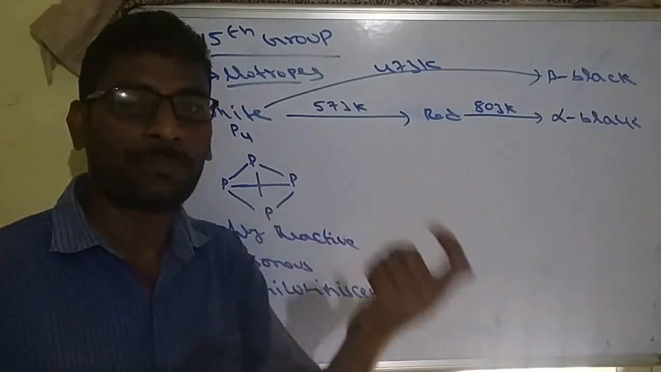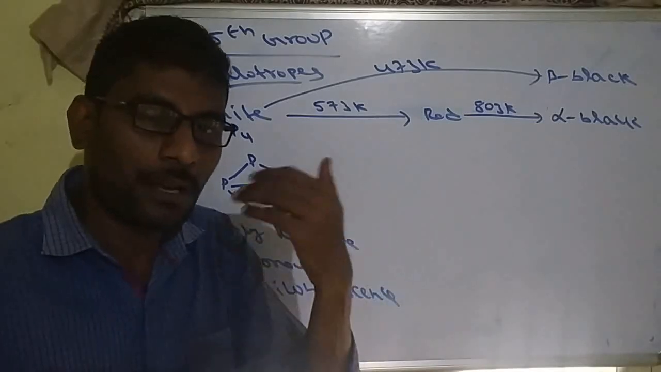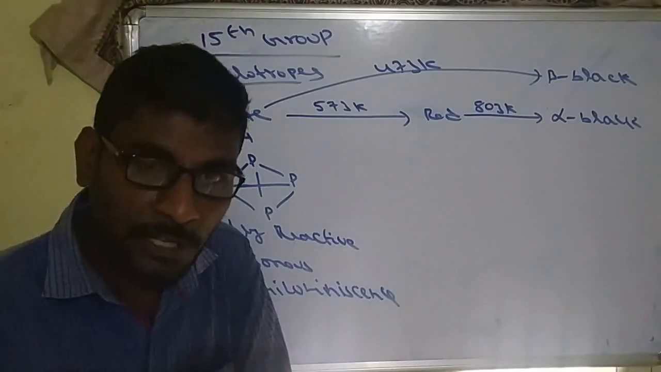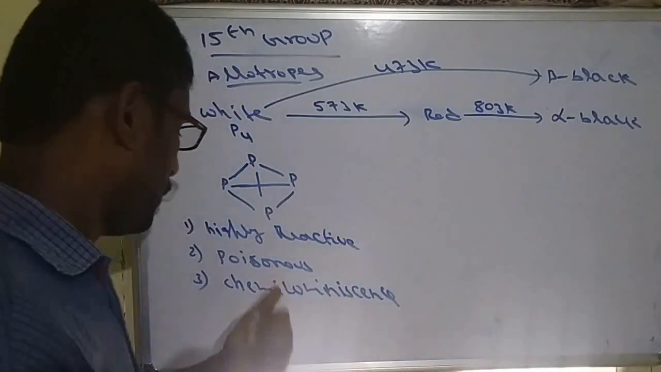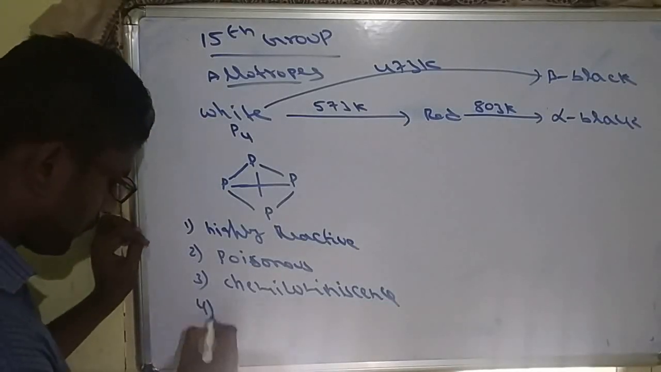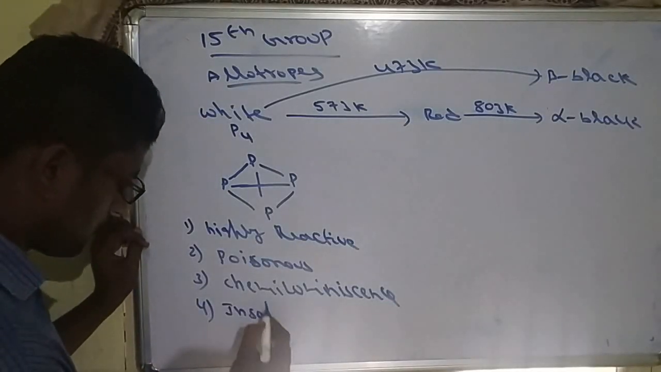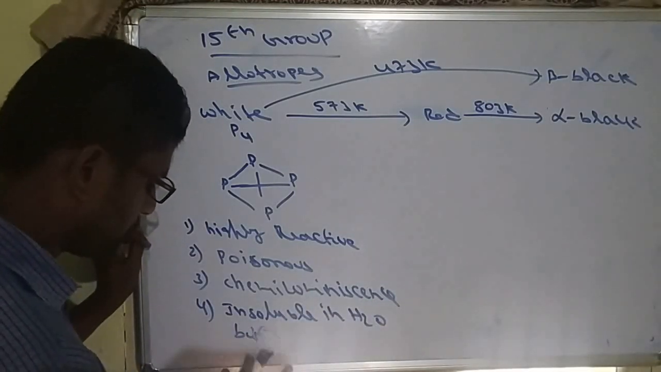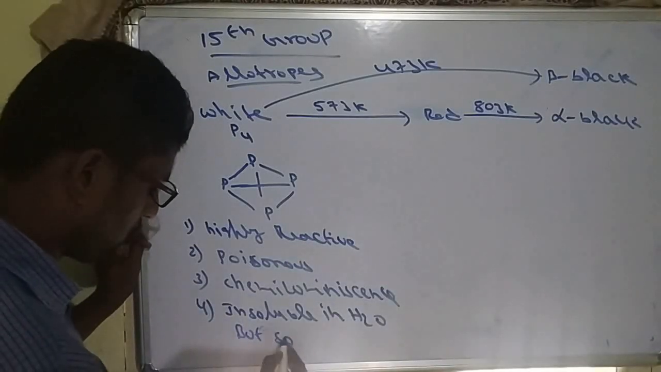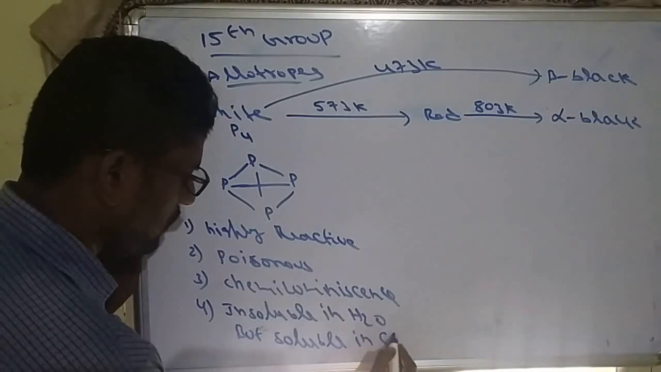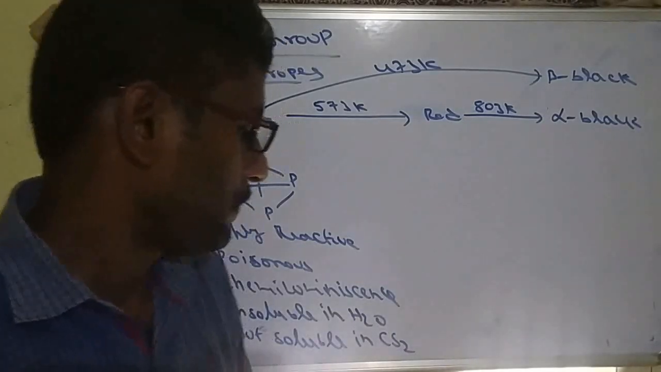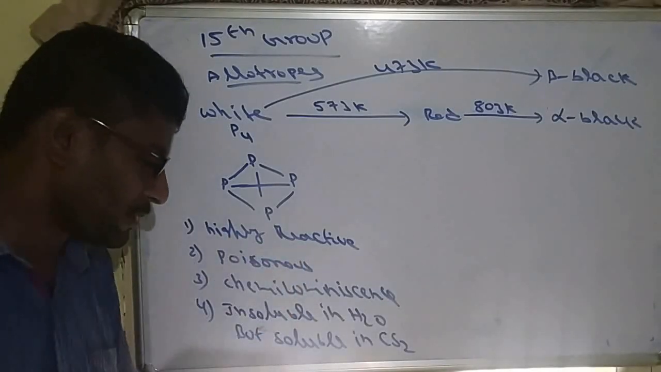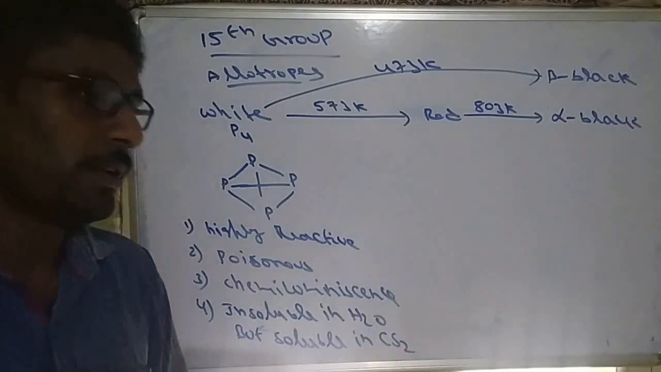The best example is at night time, when we watch glowworms. Glowworms also glow, and that is also due to white phosphorus. They release white phosphorus that undergoes oxidation in the atmosphere and they show a glow. That is chemiluminescence. And it is insoluble in water, but soluble in CS2, carbon disulfide. So these are the 4 properties. It is highly reactive, poisonous in nature, shows chemiluminescence, insoluble in water but soluble in carbon disulfide, an organic solvent.